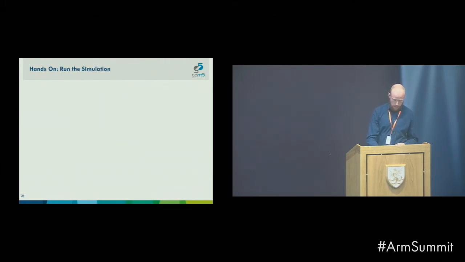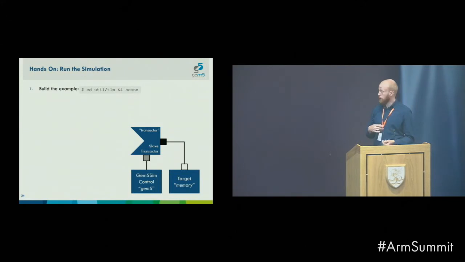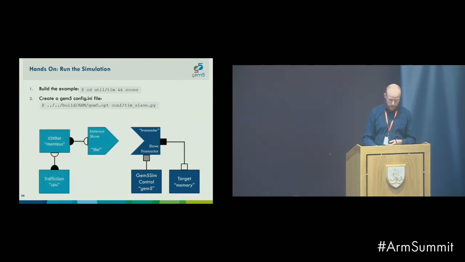Okay, and so how to run this? First, we need to build the project. For this example, it's quite simple. There's a SCons script for that, so we simply need to run scons. Then we need to generate the configuration file. For that, we run the normal gem5 with our Python script, and we'll get a configuration file.